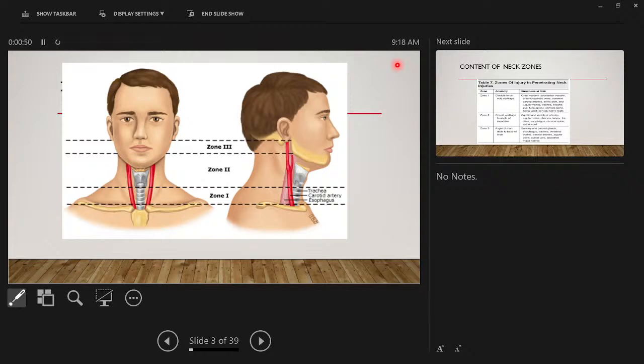Basically, our neck is divided into three zones: zone 1, 2, and 3. Zone 1 starts from the clavicle to the cricothyroid cartilage. Zone 2 is from the cricothyroid cartilage to the angle of the mandible, and the third is from the angle of the mandible to the base of the skull.